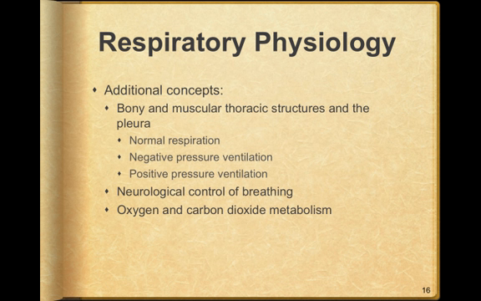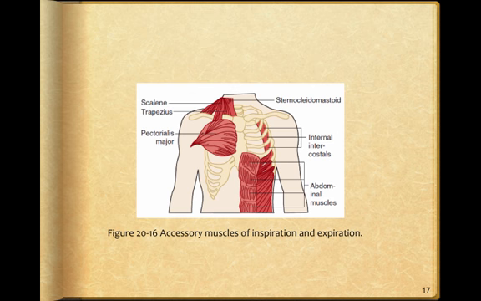Respiratory physiology. Additional concepts. Bony and muscular thorax structures in the pleura. And we're going to talk about this, I've got some pictures following the next couple slides. Normal respiration, negative pressure ventilation, and positive pressure ventilation. We're also going to talk about neurological control of breathing and oxygen and carbon dioxide metabolism.